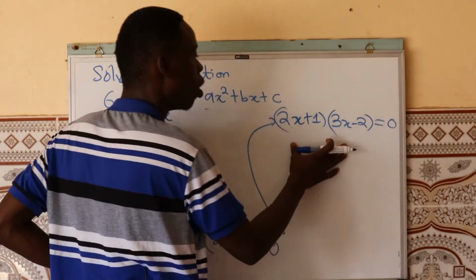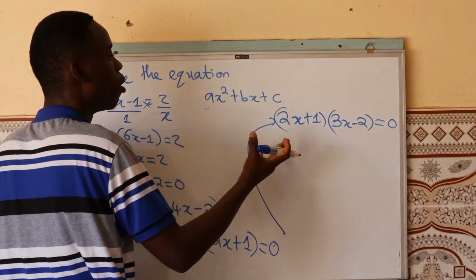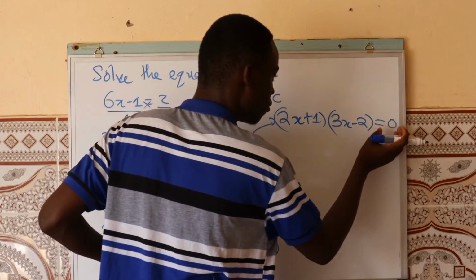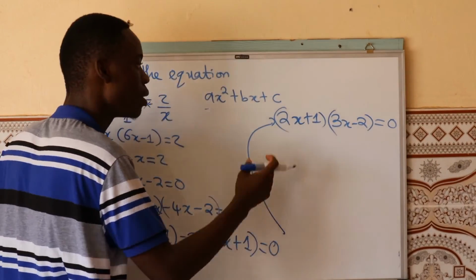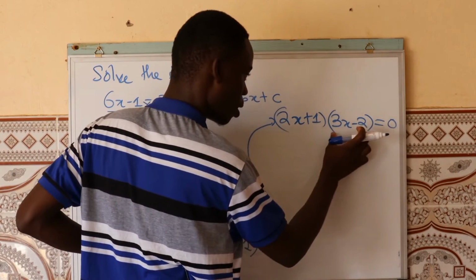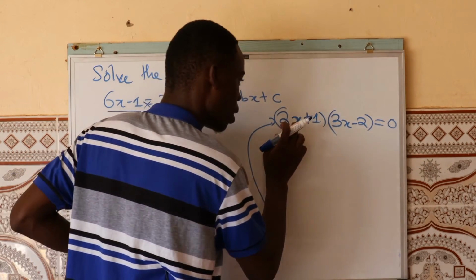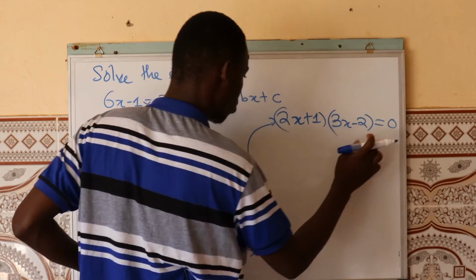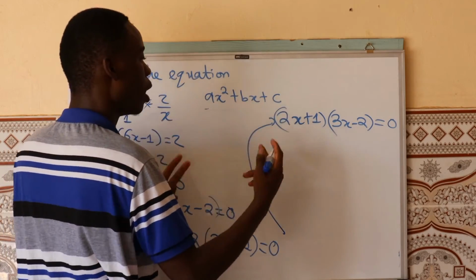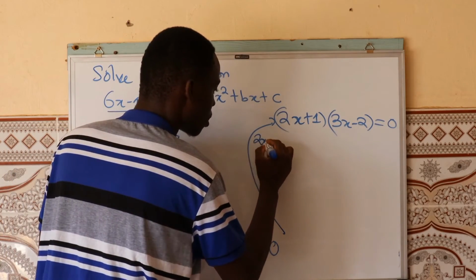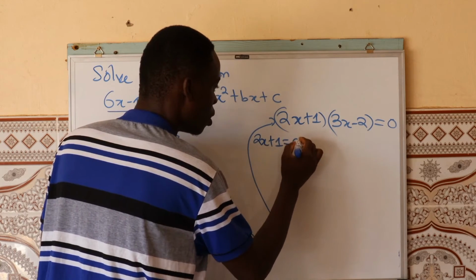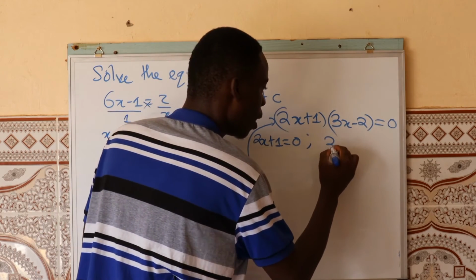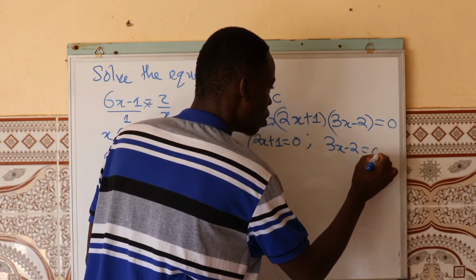Having two factors multiplied that give you 0, we'll assume that this is equal to 0 and this is equal to 0. Hence, we're going to get this to be equal to 0 and that to be equal to 0 to find the two values of x. So 2x plus 1 is equal to 0 and 3x minus 2 is equal to 0.